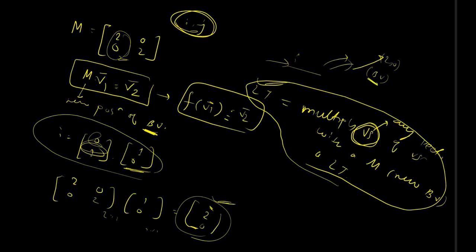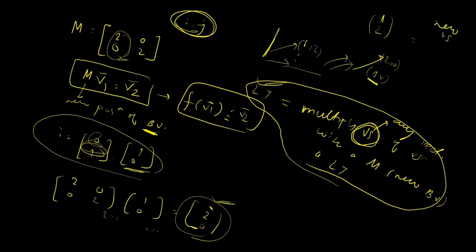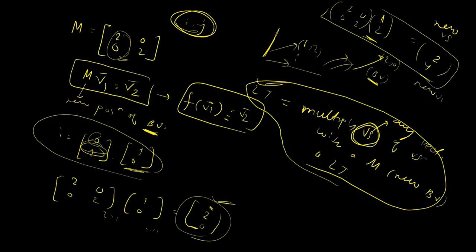Similarly, for any vector of the two-dimensional space, let us take 1, comma 2. Where will it lie in the new vector space? I have to find it by multiplying it with the linear transformation matrix 2, 0, 0, 2. First row, first column, which will be 2. Second row, first column, which will be 4. So 2, comma 4 will be the new position of 1, comma 2. This is the new vector corresponding to the old vector 1, comma 2, and this is how the linear transformation changes all the vectors in that vector space.